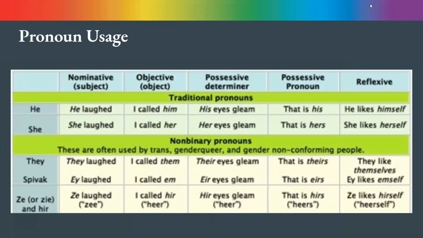So on the top line, for example, we have he laughed, I called him, his eyes gleam, that is his, and he likes himself. Very similar underneath that, we have she laughed, I called her, her eyes gleam, that is hers, she likes herself. Basically, these are all just examples of how we use these pronouns in our everyday language.